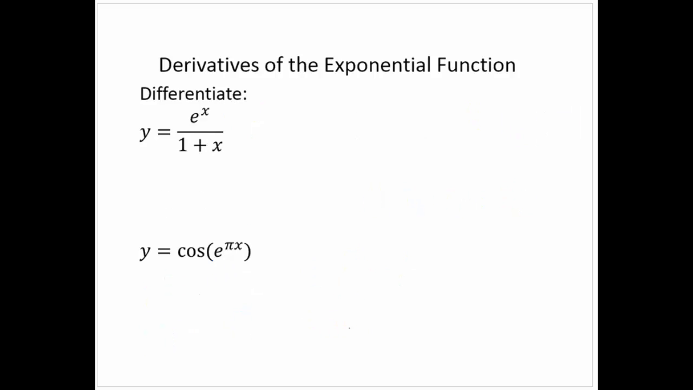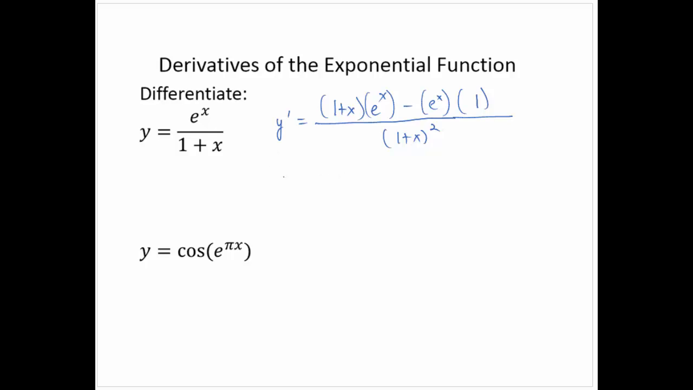All right, here's another example. We have y is equal to e to the x over 1 plus x. So here I'm going to use the quotient rule to differentiate this function. All right, so then y prime would be low d high. The derivative of e to the x is e to the x. Minus high, the high function is e to the x. D low, the derivative of 1 plus x would just be 1. And then in the denominator, we would have 1 plus x squared.